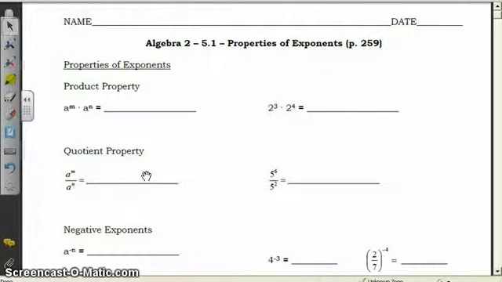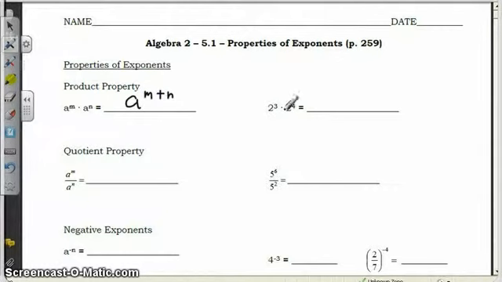Okay, this is Algebra 2, Section 5.1, Properties of Exponents. The first property we're going to look at is the product property. That is when you have a base to a power times the same base to a different power. To simplify that, the base stays the same and the powers are added together.